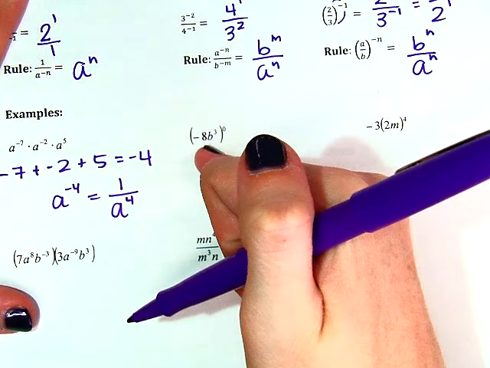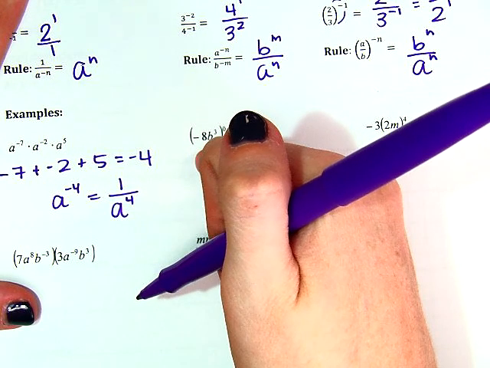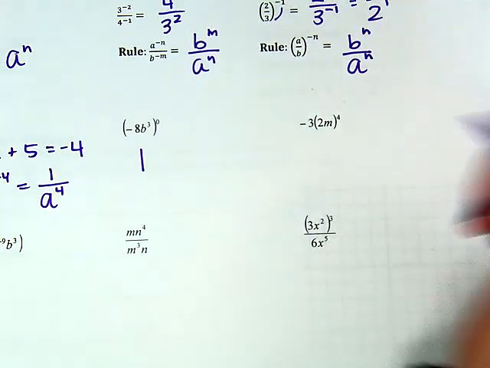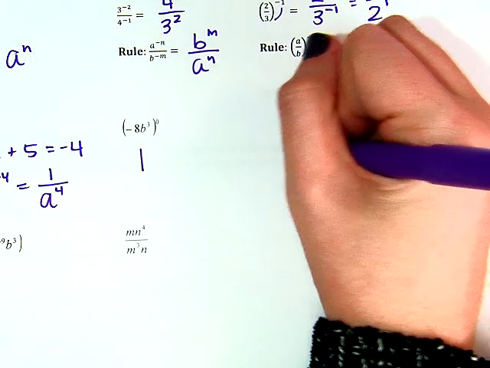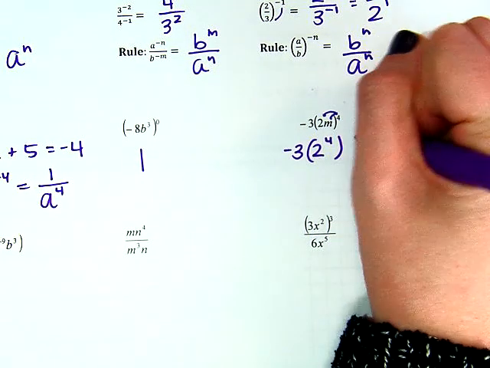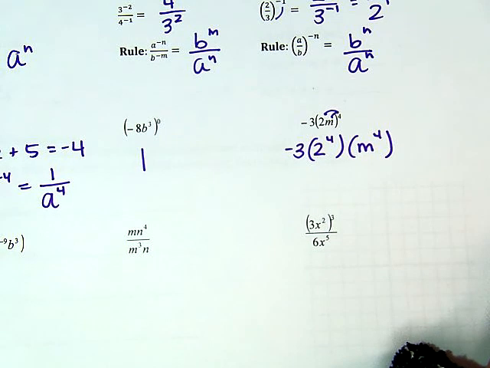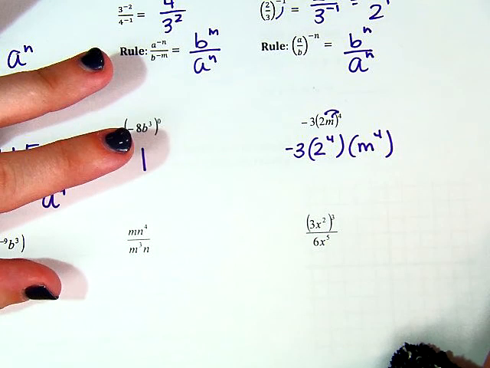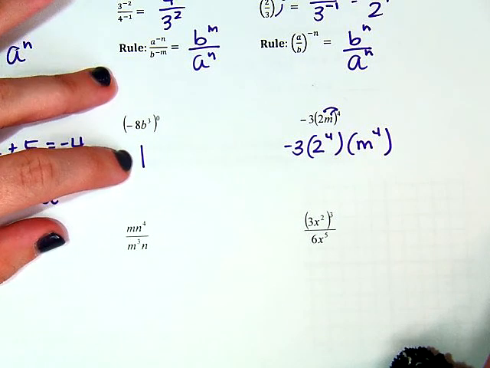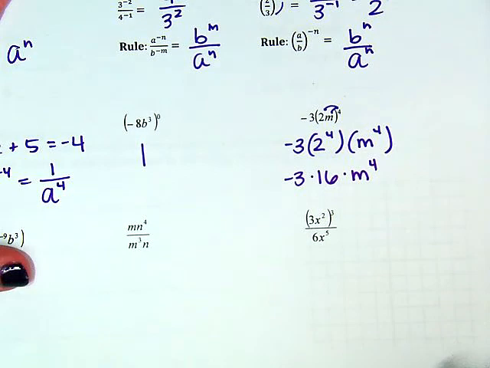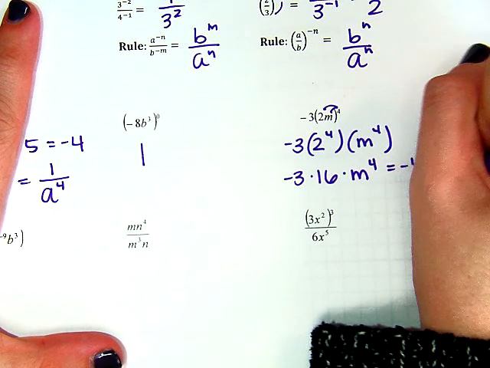Anything to the 0 power, it doesn't matter if it's 5 million or 5 or 8 here, is always 1. Keep going, we're going to distribute. That 4 gets distributed to the 2 and to the m. So they each get to the power of 4. 2 to the 4th is 2 times 2 is 4, times 2 is 8, times 2 is 16. So this is really negative 3 times 16 m to the 4th. Then you just do negative 3 times 16, which gives you negative 48 m to the 4th.